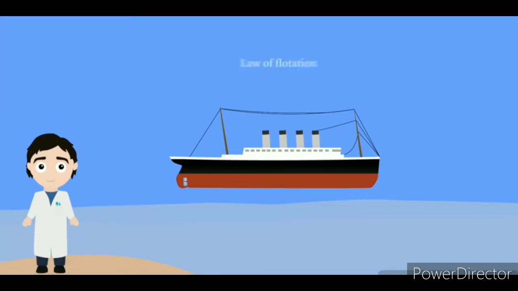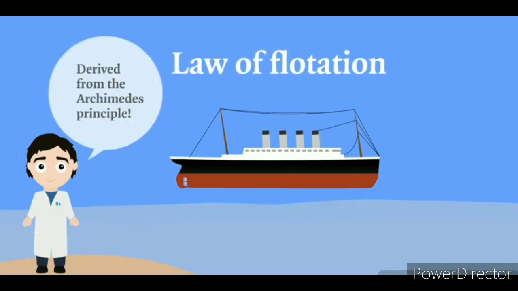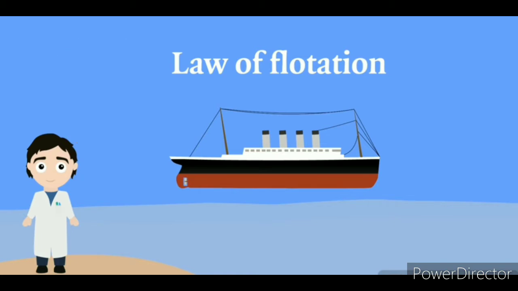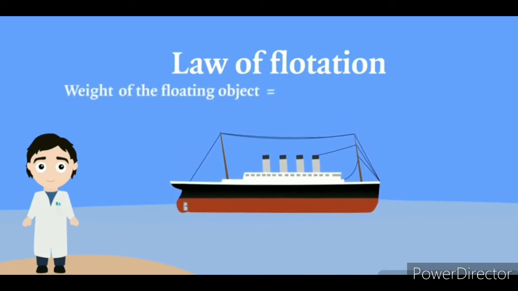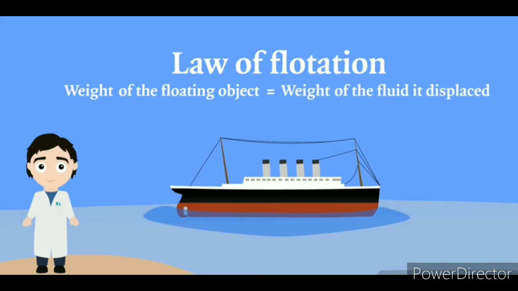Let's look at the law of flotation, which is derived from that principle. The law of flotation states that a floating body displaces its own weight of the fluid in which it floats. This means that the weight of the floating object will be equal to the weight of the fluid it displaced. The same goes for the mass. According to the law, objects with the same weight as water may float or sink in water.